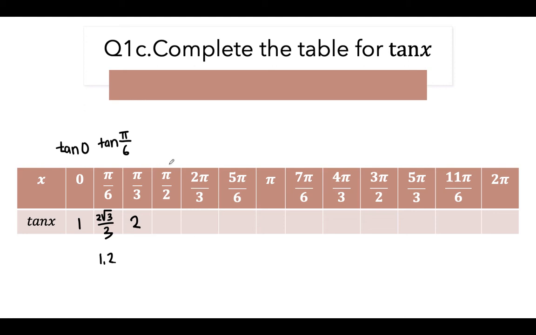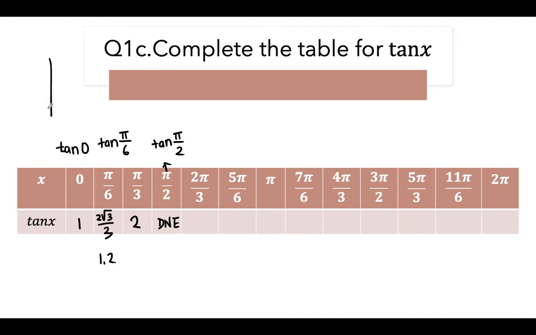Now the next one, this is interesting. When you put tangent of pi over 2 in your calculator, you will notice that you will see a math error. What that means is it's undefined. It does not exist. Okay, and then continue. I will explain why this does not exist.